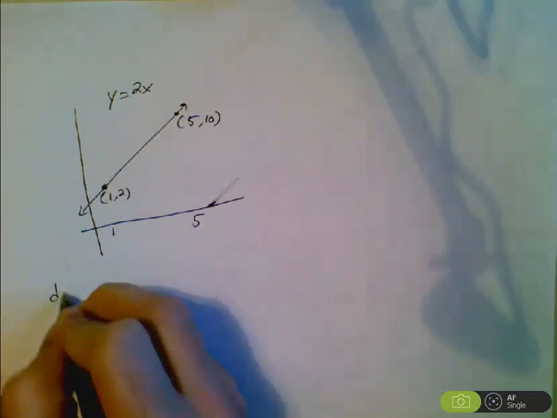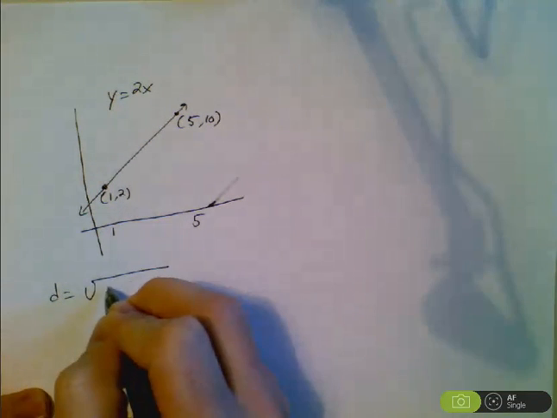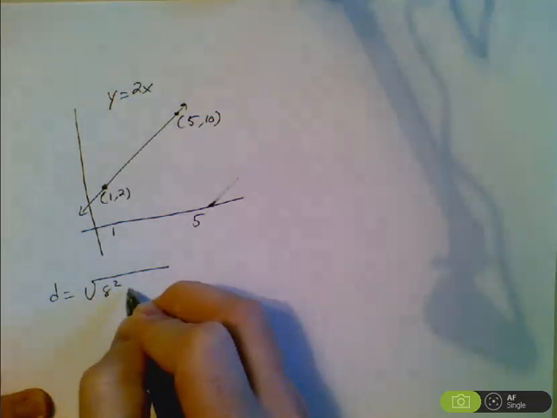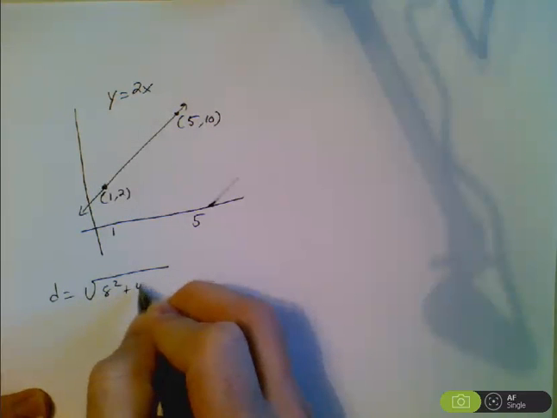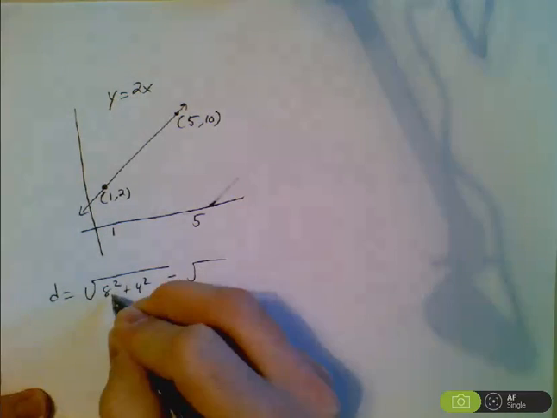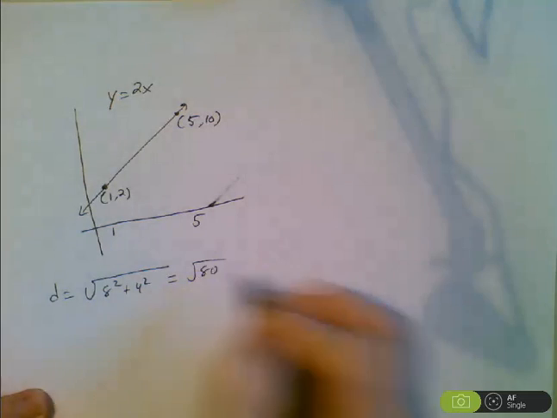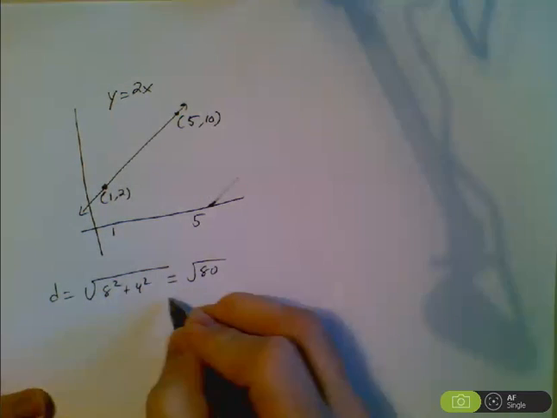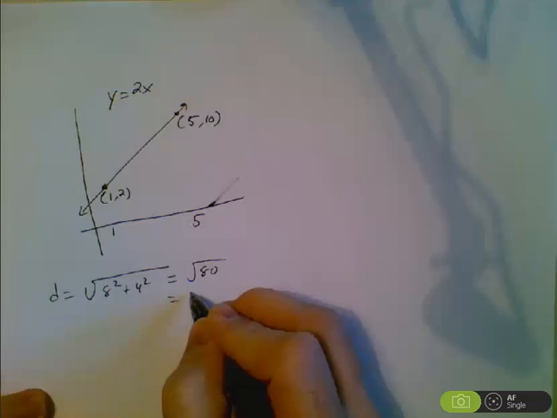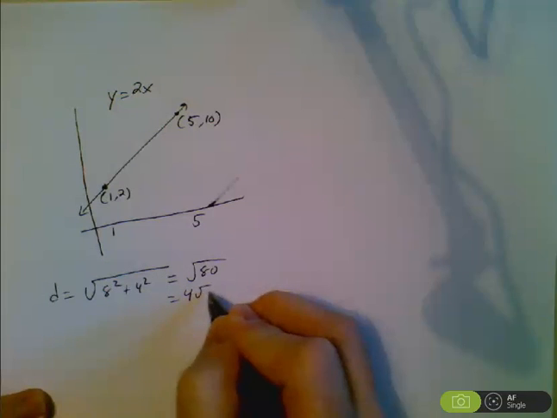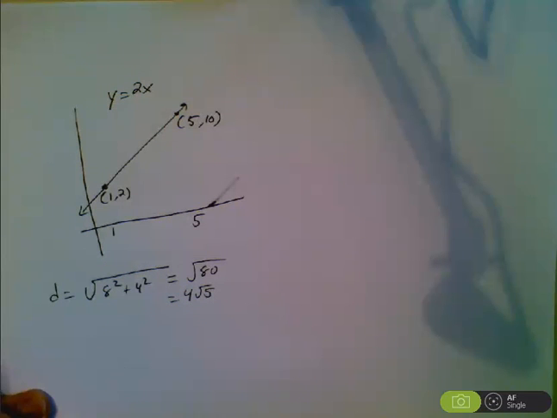So the distance would be the square root of 10 minus 2 squared plus 5 minus 1 squared. And you'd get 64 and 16, so square root of 80. If you have to simplify it, I guess you could. That'd be 4 radical 5. No big deal.